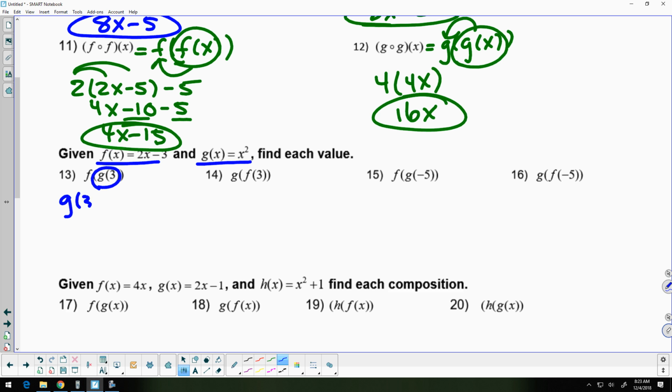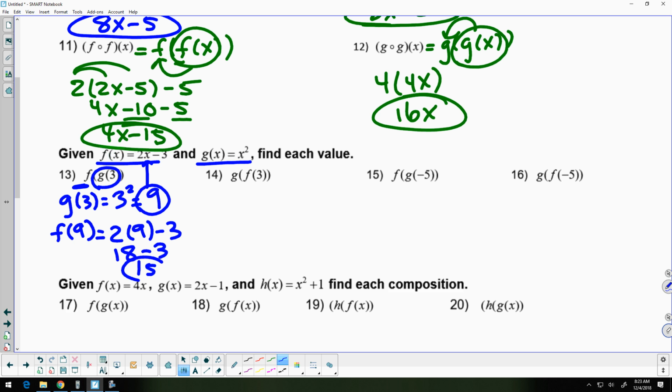Okay, so finding g of 3. That means you're taking 3 and plugging it into g of x for that x. So when you plug 3 into g of x, you're just going to have 3 squared, and you get 9. Now take this answer and plug it into the outside function, which is f. So now we're taking 9 and plugging that into f of x. So now I'm finding f of 9. That's 2 times 9 minus 3. So 18 minus 3, you get 15.